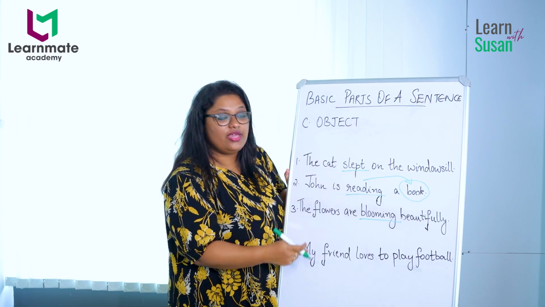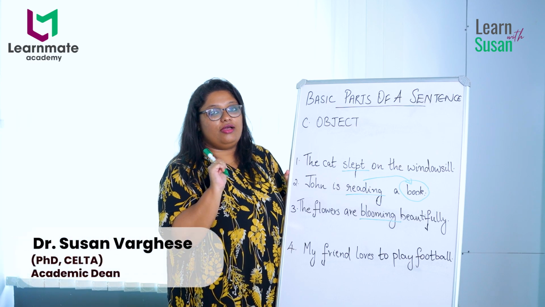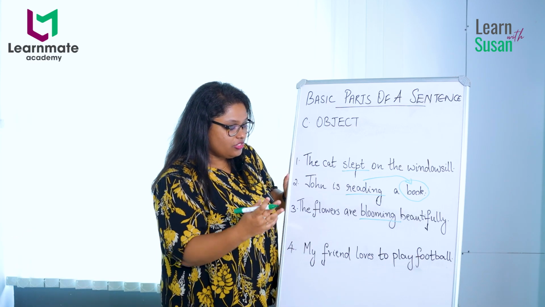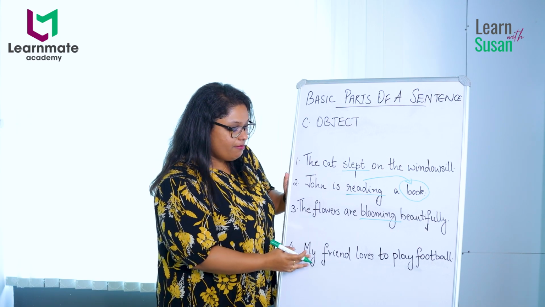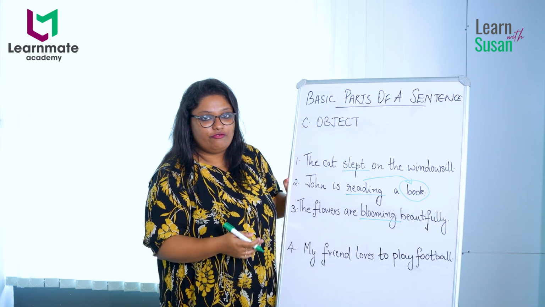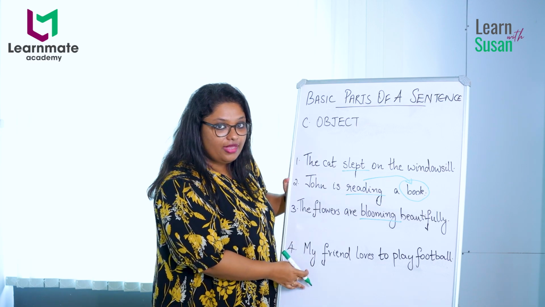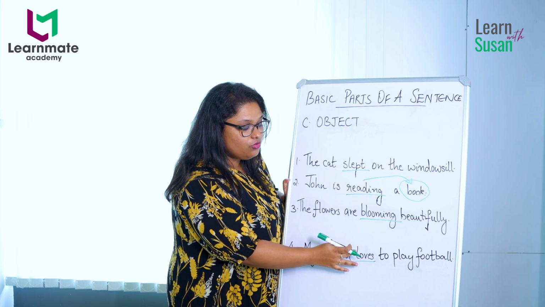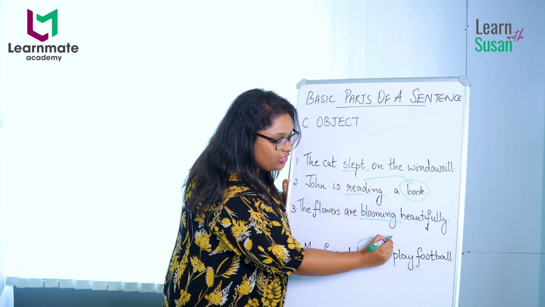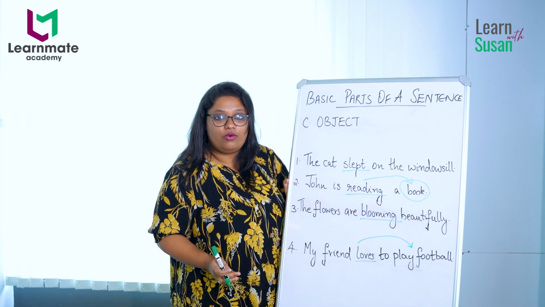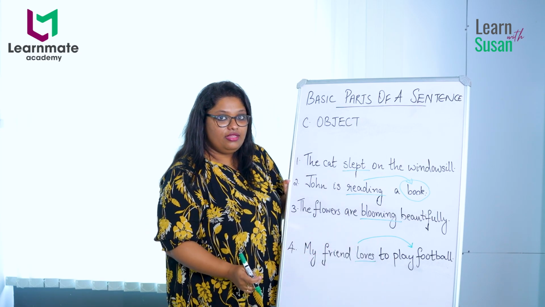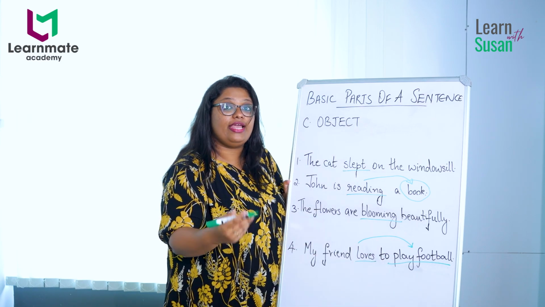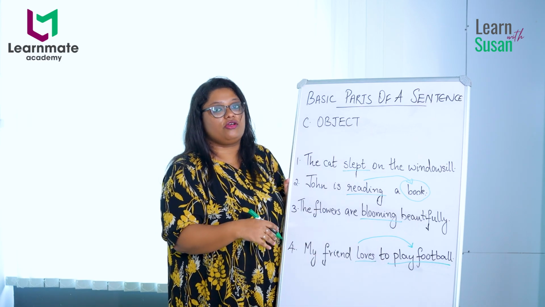Now I'm sure since we are reaching the fourth sentence, you will be able to know the answer for this sentence. Okay, so let me explain it once again. My friend loves to play football. So my verb in this sentence is loves. Since this word has a direct connection to the noun that we have here, it means that this part of the sentence, that is to play football, becomes the object of the sentence.